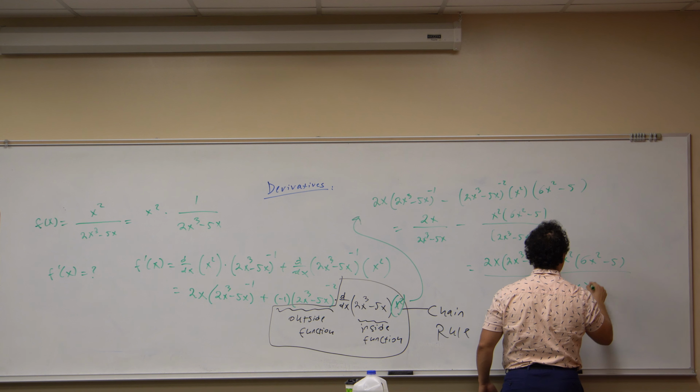This is what happens when I multiply top and bottom here by 2x cubed minus 5x to give them a common denominator. So this is what my f prime of x is here.